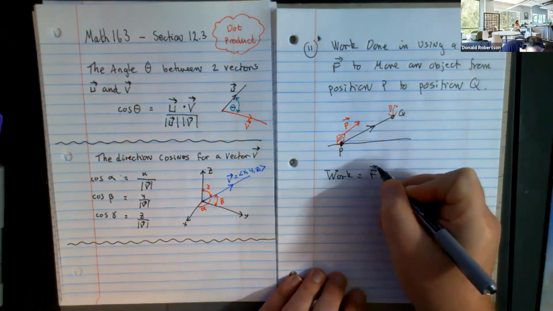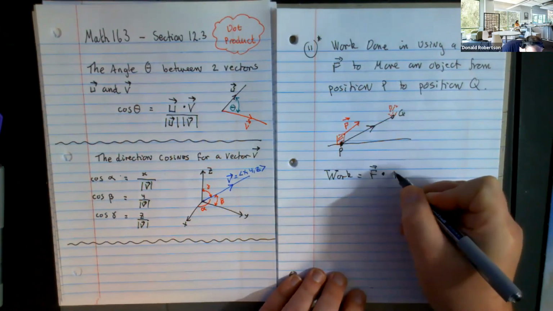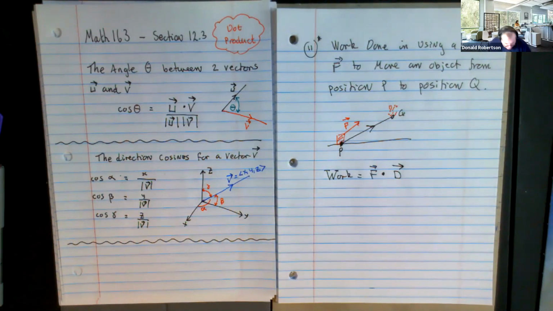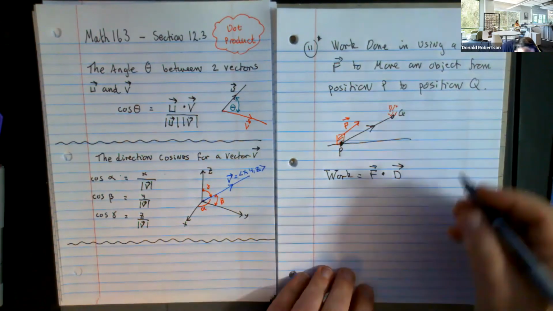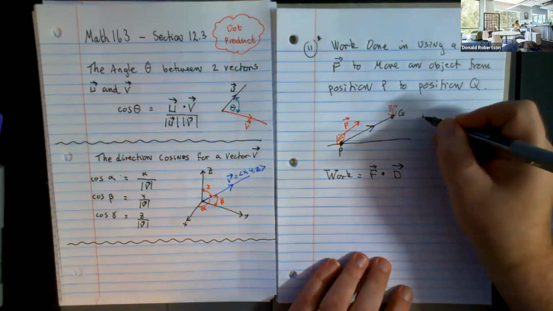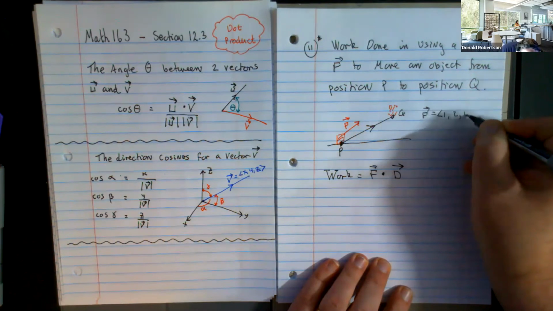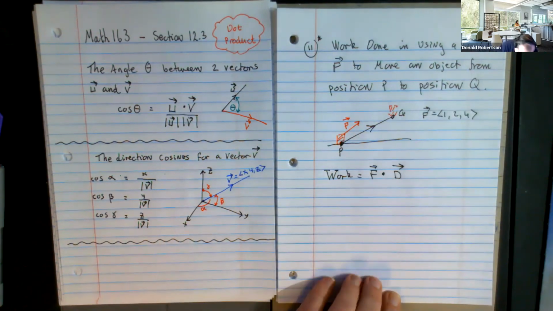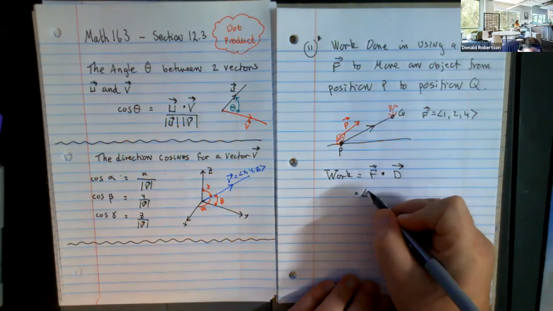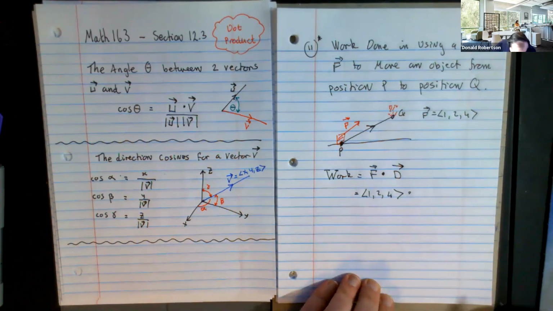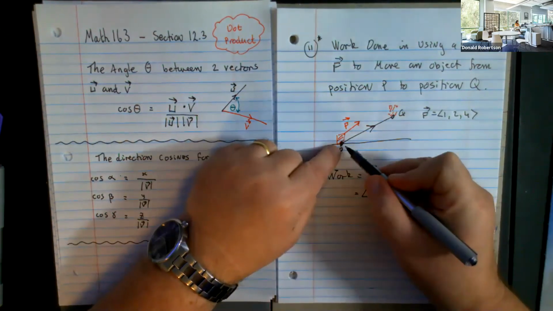And there is a formula for calculating the work done. It's F dot product with D. Now F will be in the story, so let's say that the force is 1, 2, 4. So this is going to be 1, 2, 4. And D, well, D is the vector PQ.